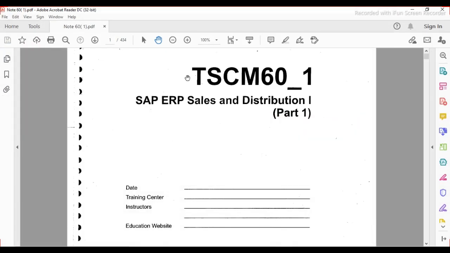This is the standard certification book. If you want to do a certification, you will get these books, TSCM 60 part 1, part 2, then we have TSCM 62. This is the code for SAP SD Sales and Distribution. If you enroll, you will get these three books. One by one we will see all the units. If you combine all these three books, there are around 55 to 60 units, and we will cover them one by one, and gradually day by day we will upload all the videos on my YouTube channel.